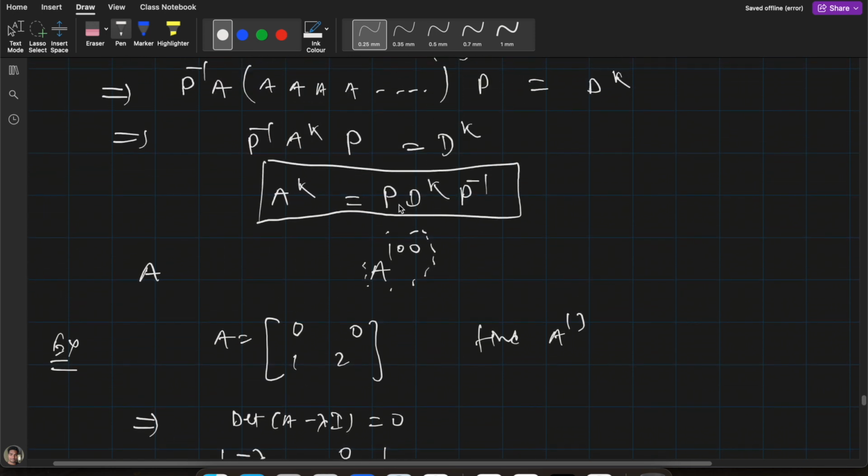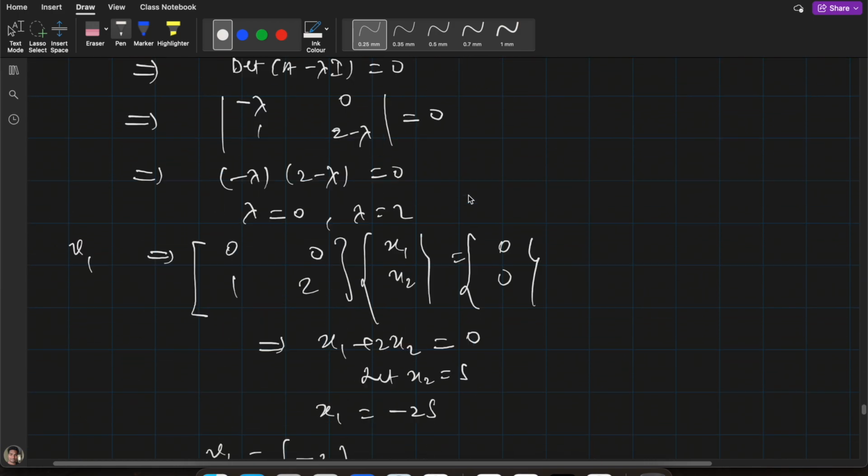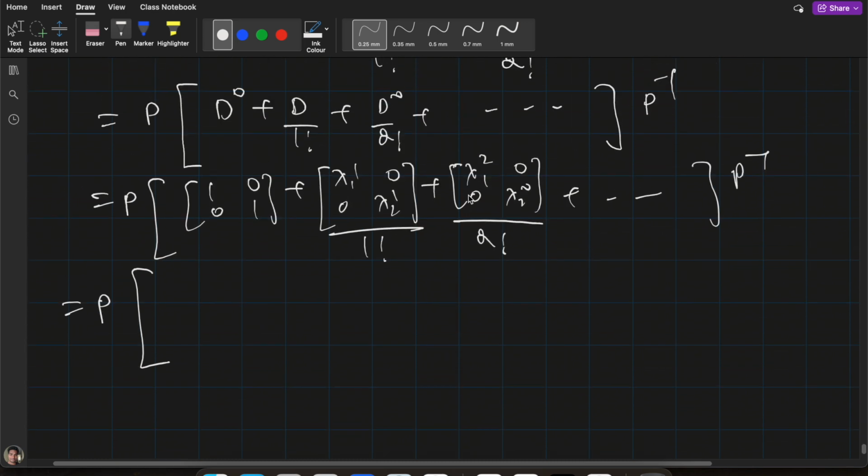I can write this, right? For a equal to 1, a equal to 2, a equal to 3, that is nothing but P D raised to the power 1, D raised to the power 2, like that. And I did the same thing here. Now all these are second order matrices. So you can see that that is nothing but 1 plus lambda 1 after adding all this.